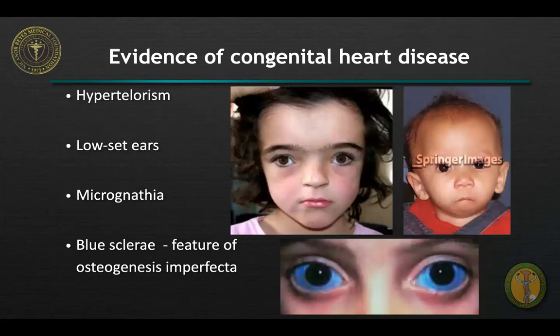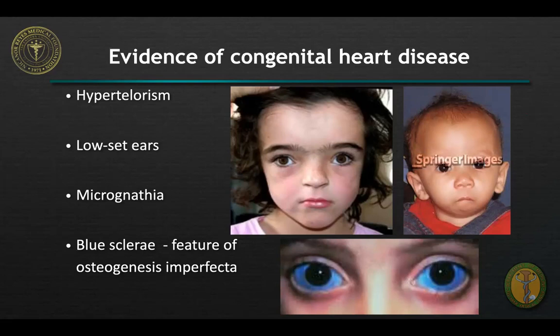Many patients with congenital heart disease have associated hypertelorism. Hypertelorism is the wide distance between the two eyes. Some would have low-set ears or micrognathia. Micrognathia is what we also know as mandibular hypoplasia, or a small lower jaw.